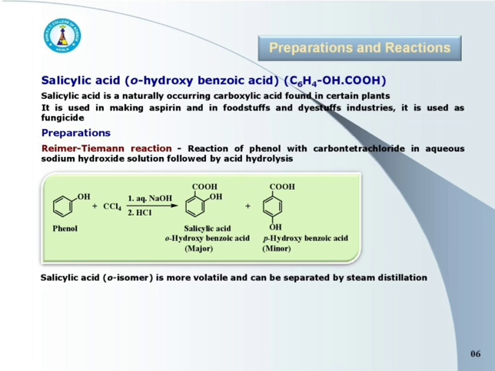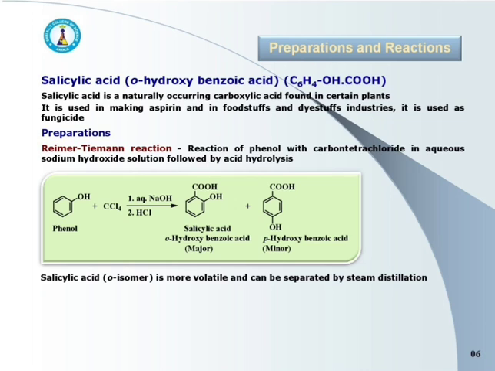Observe the reaction. When phenol is treated with CCl4 in aqueous NaOH solution and then hydrolyzed by HCl, it gives a mixture of ortho-hydroxy and para-hydroxy benzoic acids. Here ortho-hydroxy benzoic acid, commonly called salicylic acid, is the major product as compared to the para-hydroxy benzoic acid.